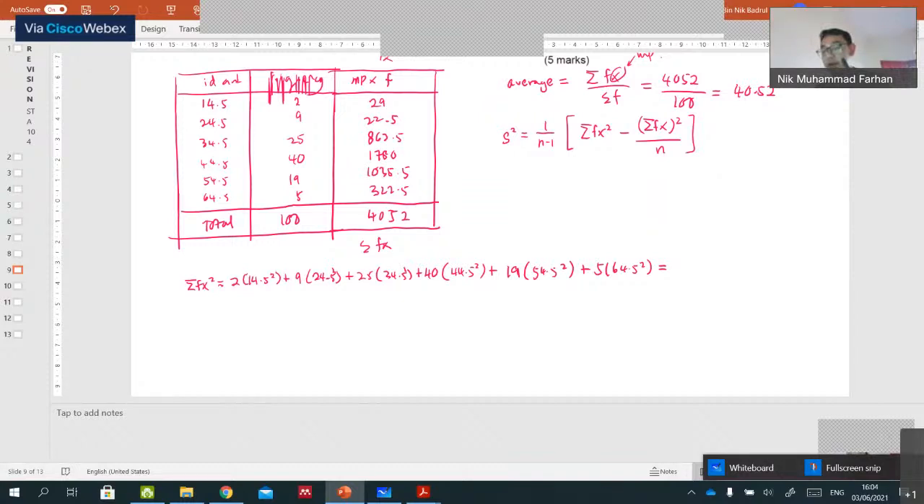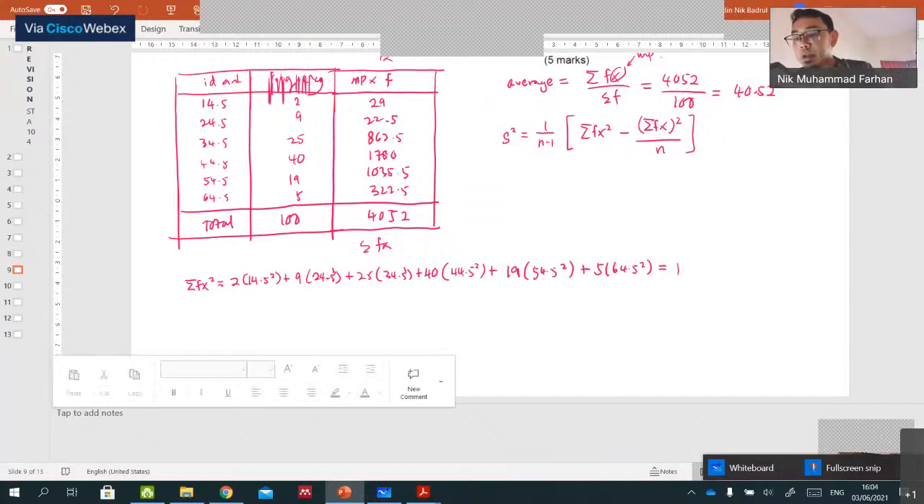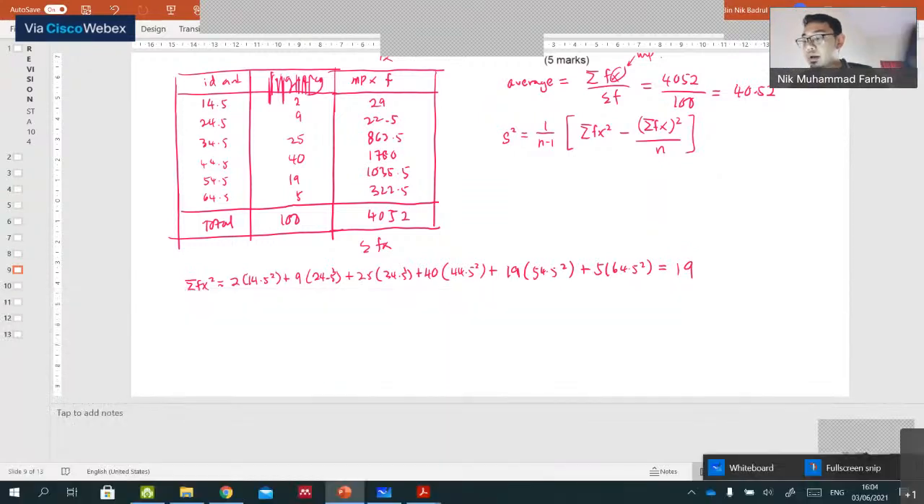guna calculator. Kalau ada Excel, 2 darab 14.5 square tambah 9 darab 24.5 square tambah 25 darab 34.5 square tambah 40 darab 44.5 square tambah 19 darab 54.5 square tambah 5 darab 64.5 square. Alright, so you dapat 1920. Harap betul lah nilai ni kan. 1920. Allah Akbar. 1925. Okay, ini yang saya dapat lah.